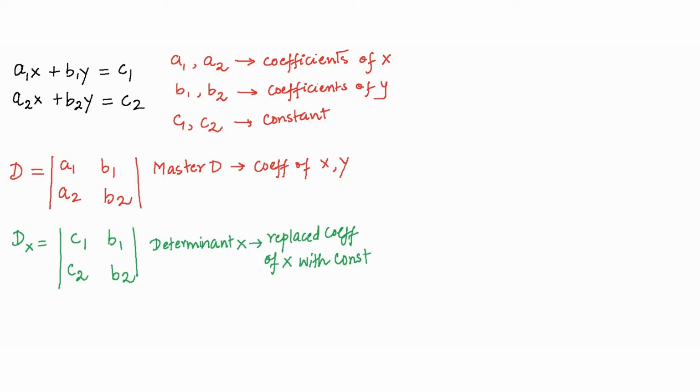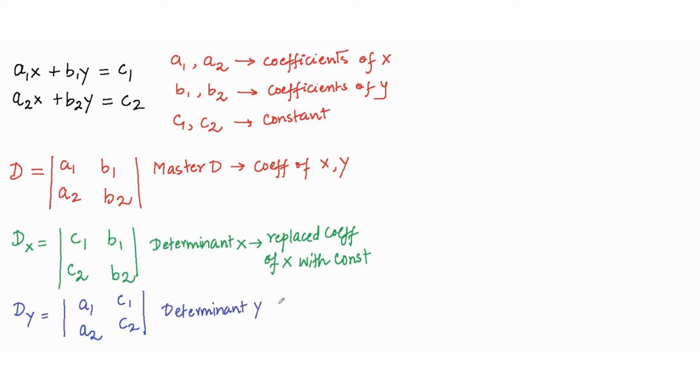Then I find the determinant for y. So let's find determinant for y. dy is going to be, now what I do is I again go to the master determinant. The coefficients of y are now replaced by the constants. So b1 and b2 are replaced by c1 and c2, and a1 and a2 remain as they are. So this is the determinant.